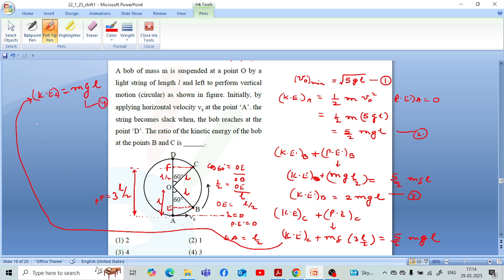Now we have to find out the ratio of the kinetic energy at point B and point C. So KE at B divided by KE at C is equal to 2 times mgl divided by mgl. So mgl cancels with mgl, and this comes out to be a 2:1 ratio. So we can say that option 1 is correct here.